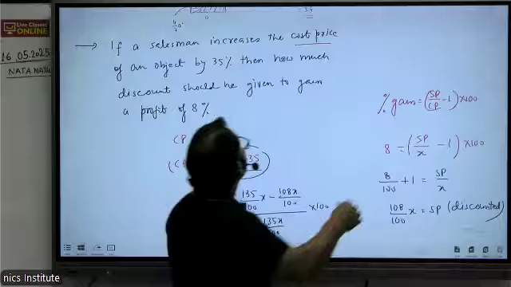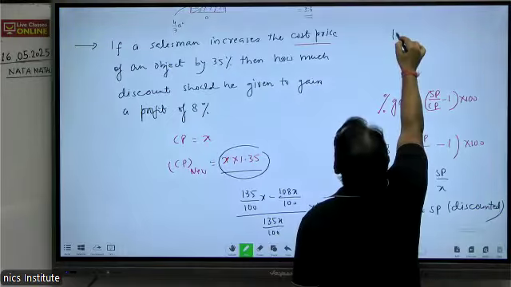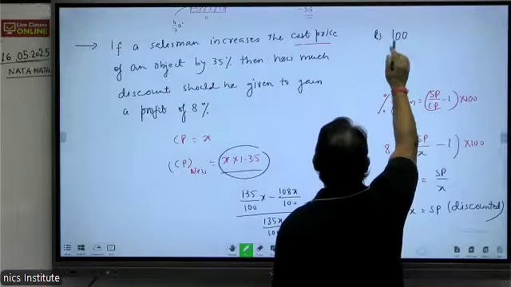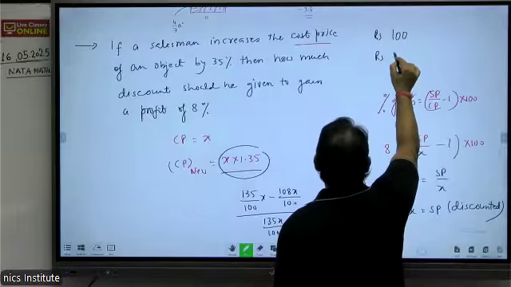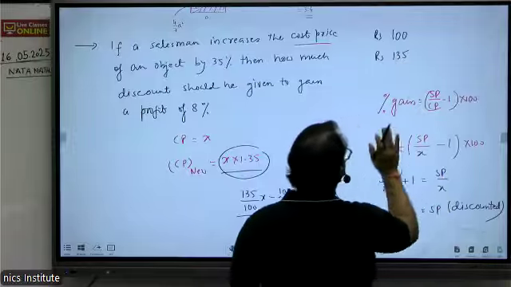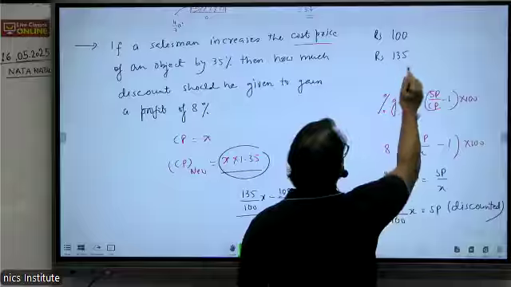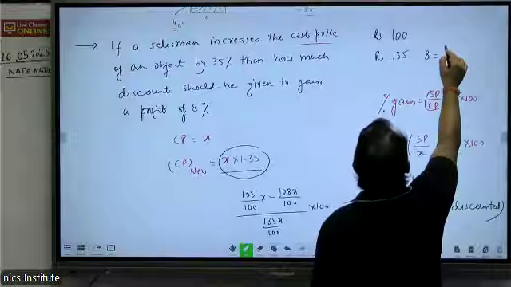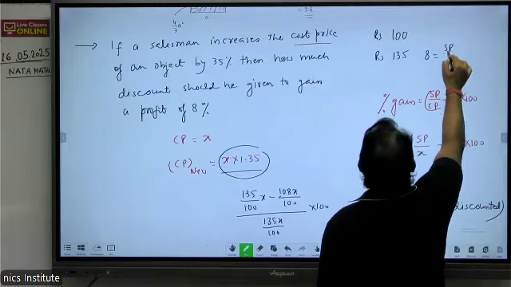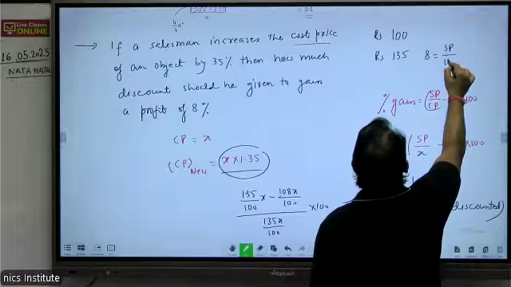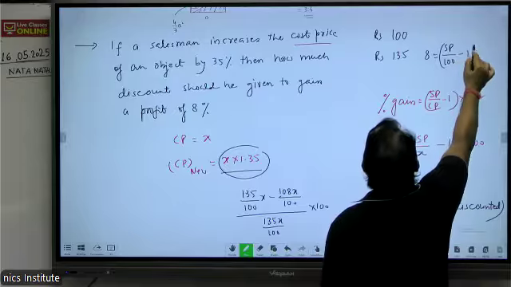Should have taken the original sale price as 100 rupees. That was a better method. Take original sale price 100 rupees. The new sale price would be 135 because there's an increase of 35 rupees. Now gain is this. I think this is a better method. Take 100 rupees. 8% is the profit. So discounted sale price is SP, which is this, and the cost is 100.